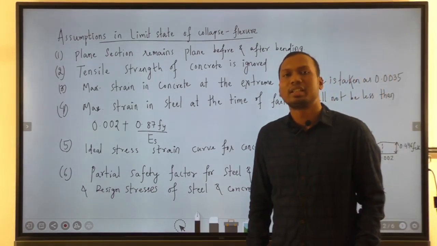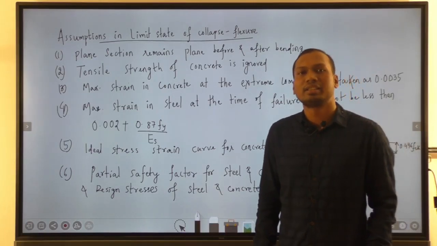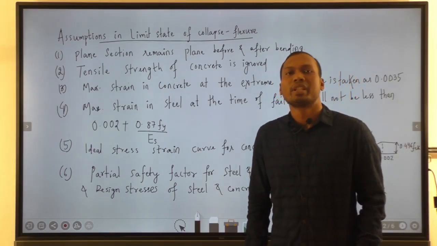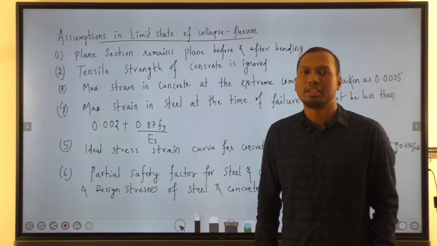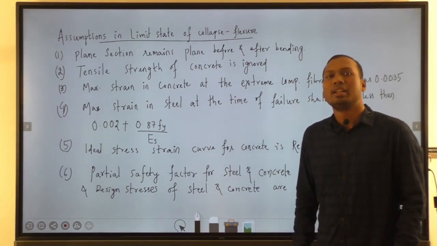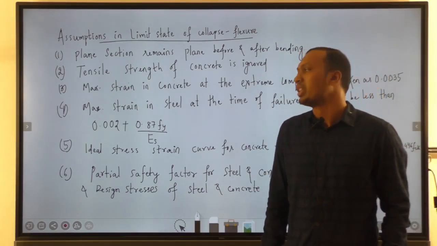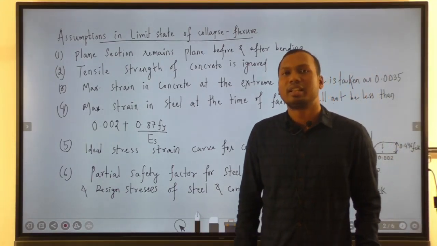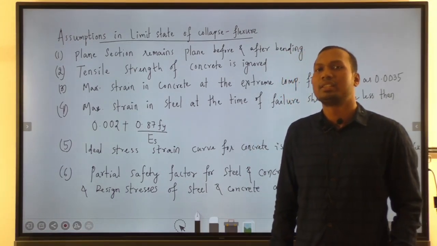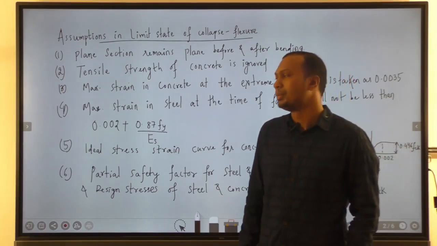First assumption is that plane section remains plane before and after bending, that is strain variation is linear. Second, tensile strength of concrete is ignored. Third, as you can see, maximum strain in concrete at the extreme compression fiber is taken as 0.0035, and maximum strain in steel at the time of failure should not be less than 0.87 Fy plus 0.002.